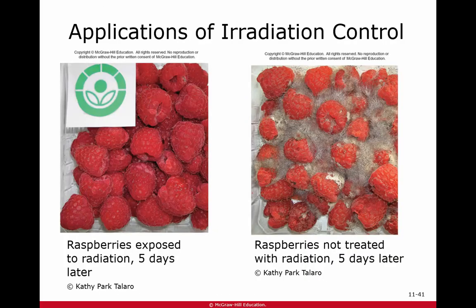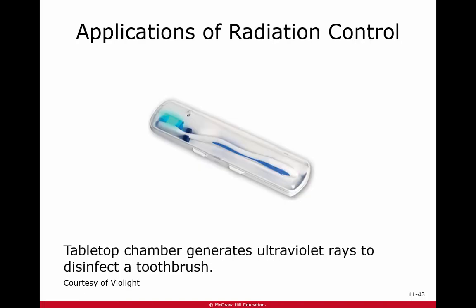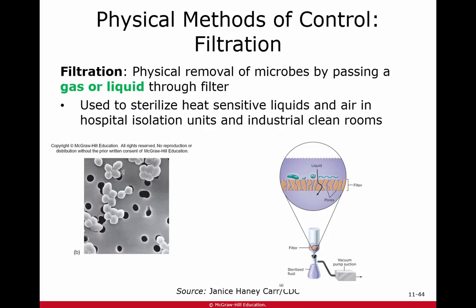You actually would be surprised to find out that a lot of the foods you eat have actually been exposed to radiation. It causes them to have a longer shelf life because it kills a lot of the microbes that are on there. So you look at these raspberries, those were exposed to radiation after 5 days versus those that were not. So you see the fungus that's growing on these versus what's not growing over here. Definitely something that's used also on apples. So a lot of the foods that we see at the grocery store have actually been under radiation to kill the microbes that are on them. Radiation also used in the dental industry, definitely something there.